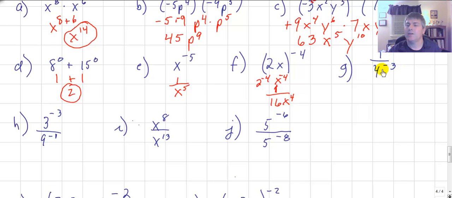Sample problem G, 1 over 4 to the negative 3rd is the equivalent of 4 to the positive 3rd over 1, and that's 4 times 4 is 16 times 4 is 64. So my final answer there is 64.